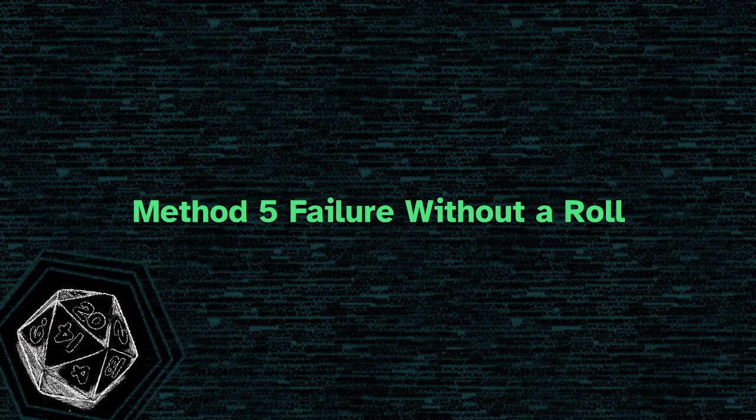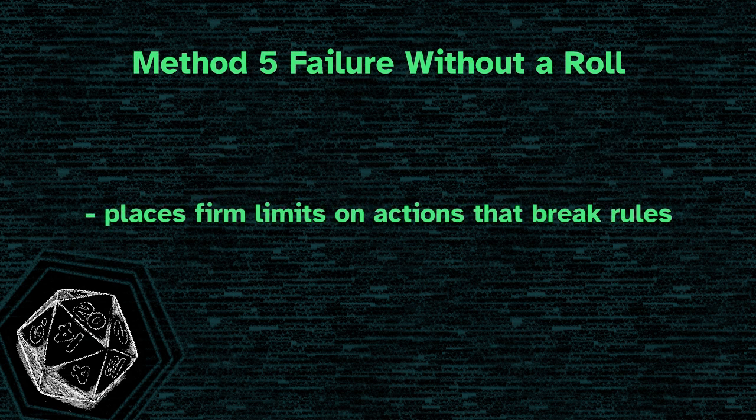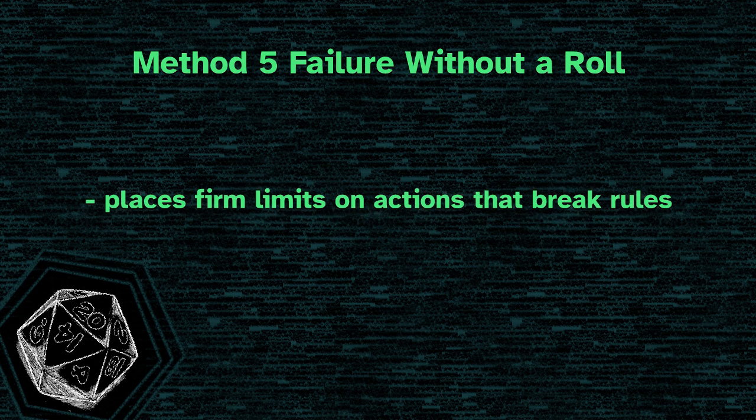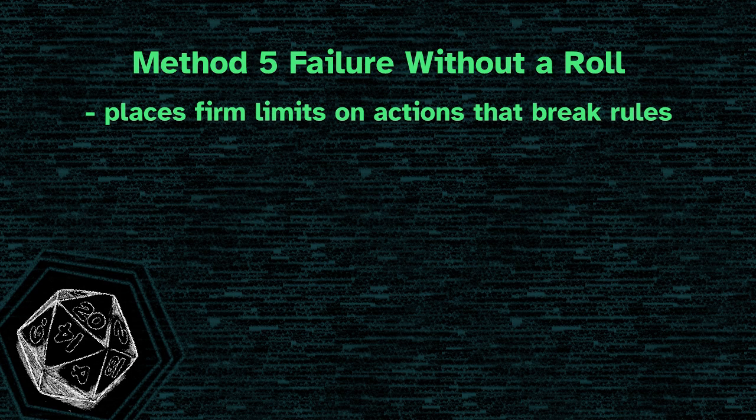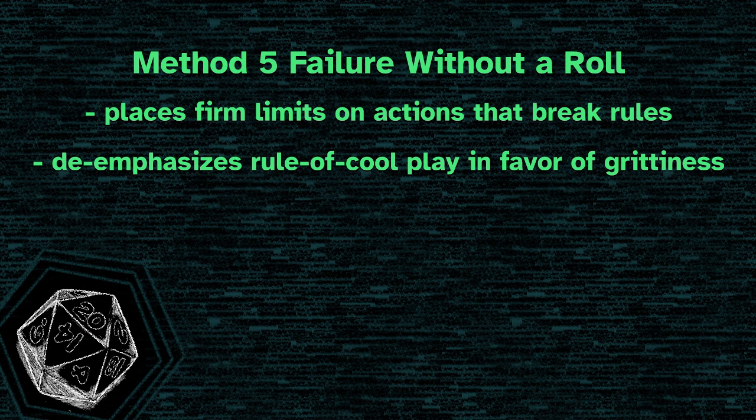The last method I want to go over is telling the player that their action fails and not asking for a roll. Now, why would you want to do this? The first reason is to curb rule breaking or rule bending through description. An example of that would be the whirlwind kick from earlier. Depending on the feel of your game, that might not be something you want to allow your players to do at all. The second reason is to strongly de-emphasize rule of cool gameplay, such as if you're running a very gritty style of game.